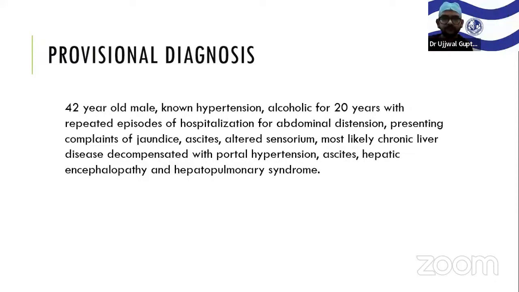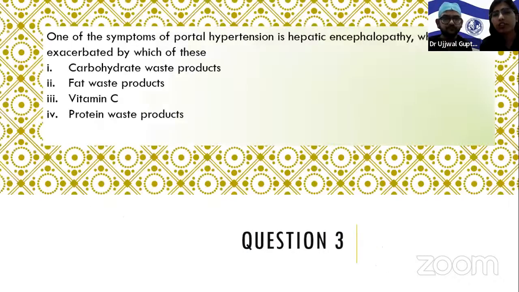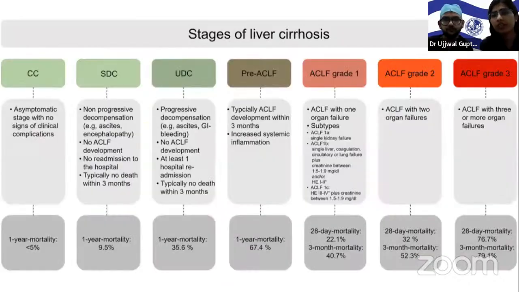Yes, ma'am. There are various stages of cirrhosis. First is compensated cirrhosis, then decompensated cirrhosis, which is further classified into stable and unstable, and acute-on-chronic liver failure, which is further divided into grade 1, grade 2, grade 3. In compensated cirrhosis, there is an asymptomatic stage with no signs of clinical complications. In decompensated cirrhosis, in the stable stage there is a non-progressive decompensation with ascites and hepatic encephalopathy, whereas in the unstable stage there is a progressive decompensation with ascites, GI bleeding, and hepatic encephalopathy.